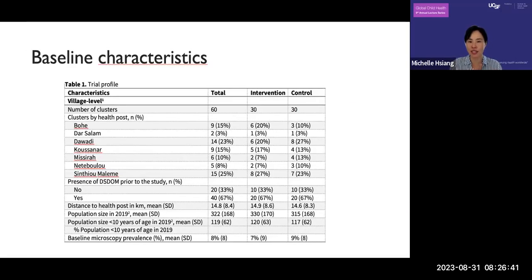These are baseline characteristics comparing the villages. They were served by these health posts, and you can see we're fairly balanced on intervention versus control of which health post they went to, and the presence of a DESDEM. We didn't get the DESDEMs up and running in 1/3 of the villages before we started. That is a limitation, but we did while we were in the trial, and at least it was balanced across arms. This is distance to the health post, similar across arms, and population size of the villages was similar, about 300 or so. The proportion of the population less than 10 was similar across arms, and the baseline prevalence.